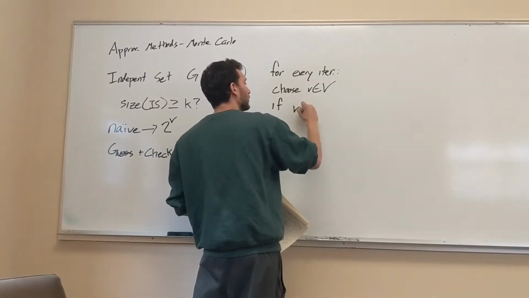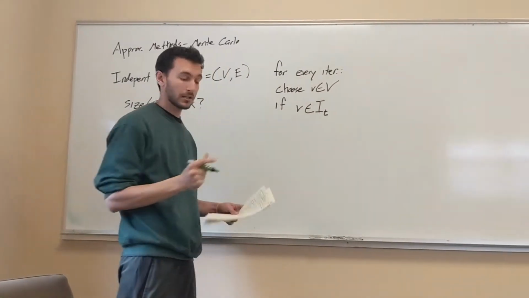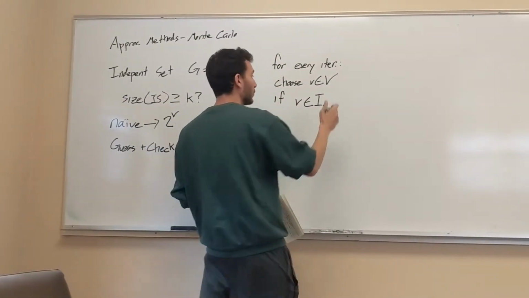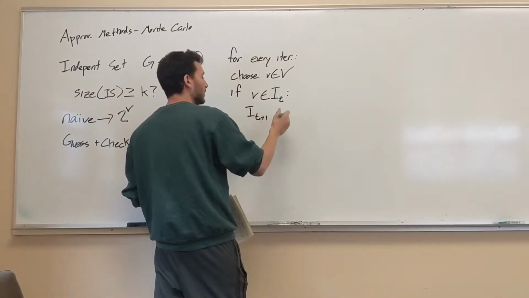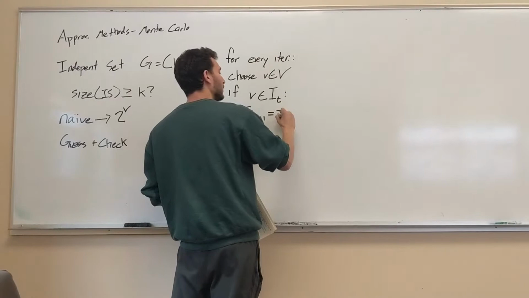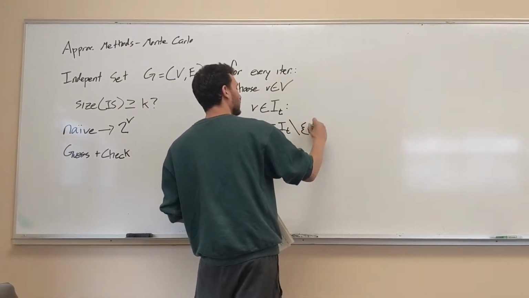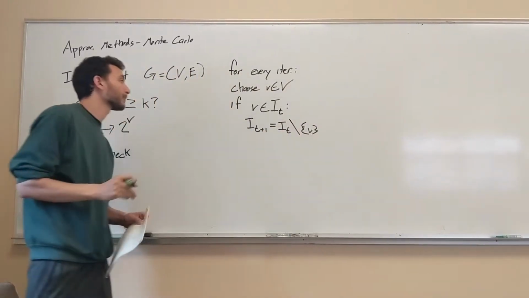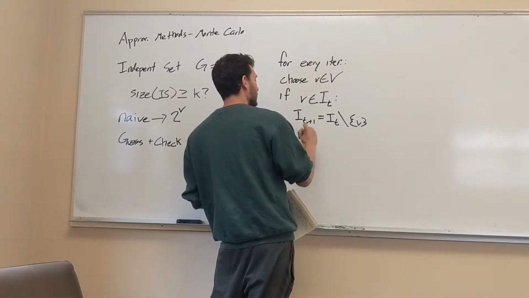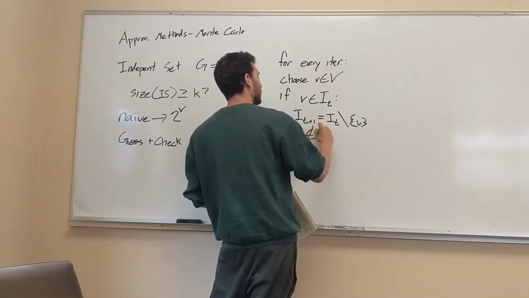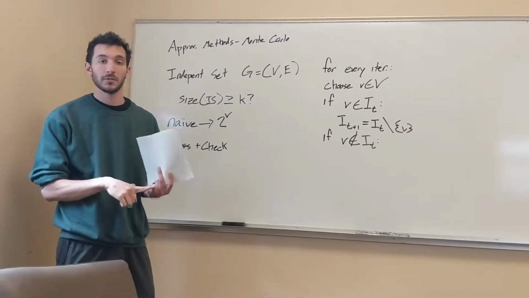If v is already in our independent set at time t, we will remove it. So our independent set at time t plus 1 is that independent set that we started with minus that vertex. If that vertex is not in our current independent set, we have two possible cases.